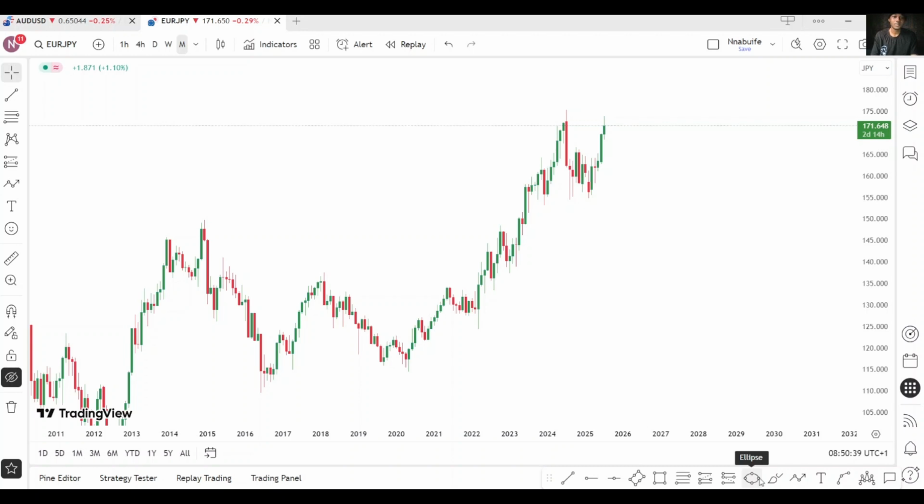Who would say that this is bearish? Nobody. Euro JPY is bullish on the higher time frame. Just looking at the pair, you would know that the pair is bullish. We are moving to the upside. There's nothing holding us. Upside, upside, upside.